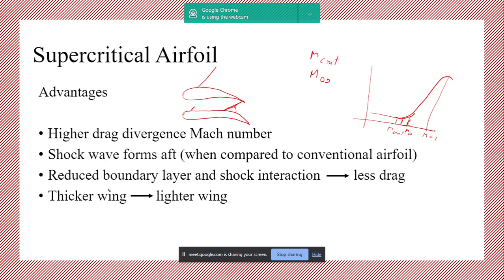Okay, it also gives you a thicker wing, which means lighter wing. This is something we discussed in the last class again. If it's a thicker wing, it is more hollow, which is why it is lighter, because you need less reinforcements to support the wing, to withstand a lot of forces.